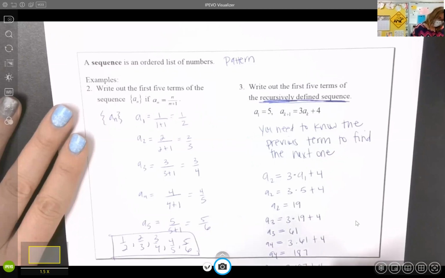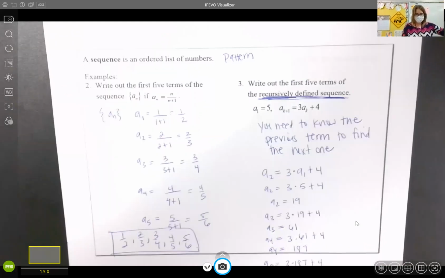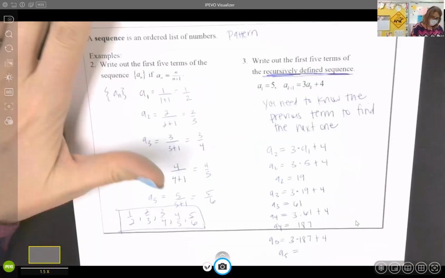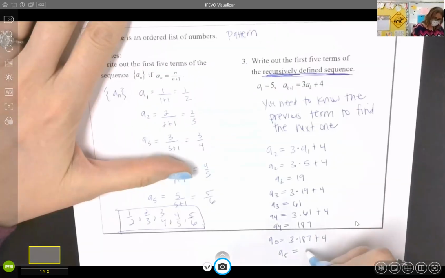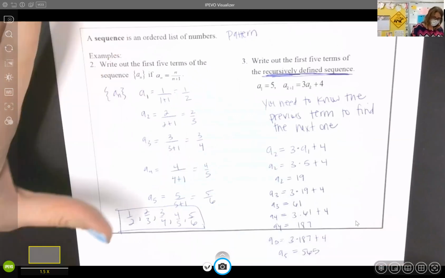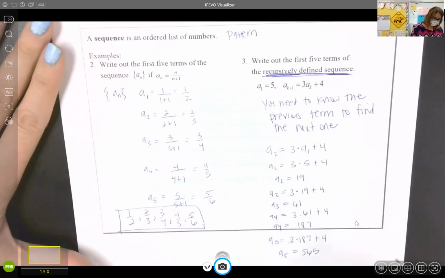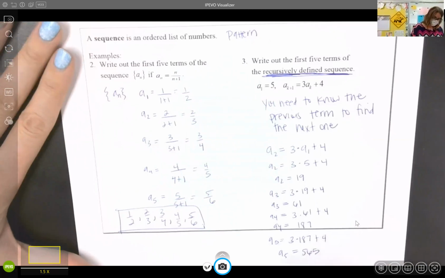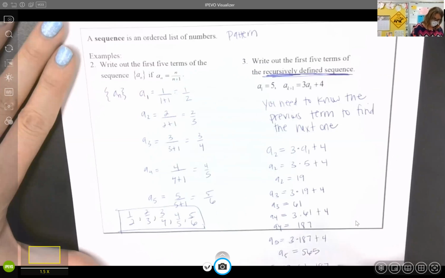So it's getting big pretty fast. 3 times 187 plus 4 is 565. And now we have our 5 terms. So what was the first term? 5, right? So 5, and then the second one was 19, 61, 187, and 565.